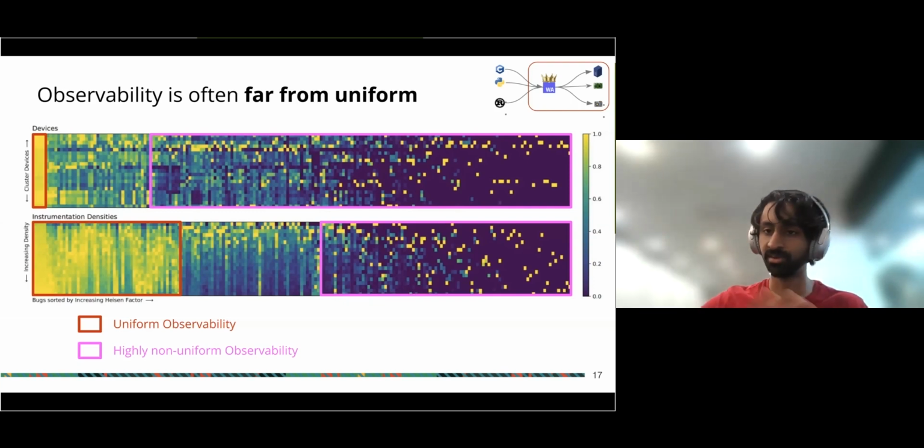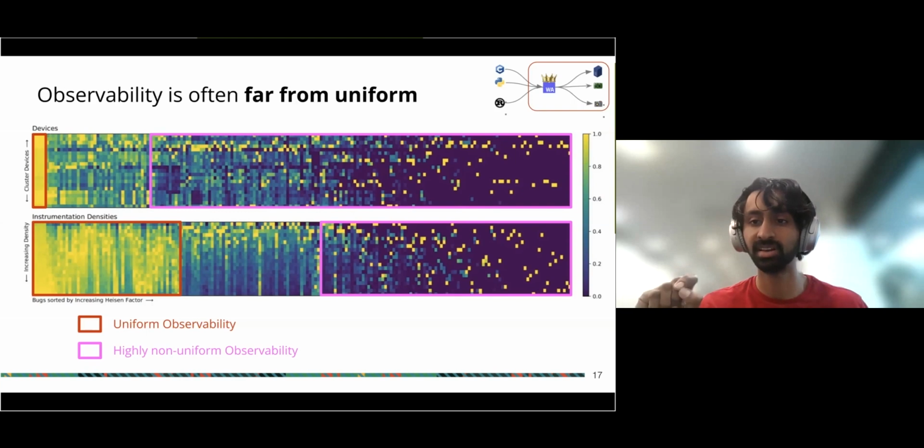If we look at the ones on the far right, we see very strong peaks at specific platforms or specific instrumentation densities, which means that you will only ever see this bug if you ran under an execution environment that was similar to those modeled in those specific deployments.